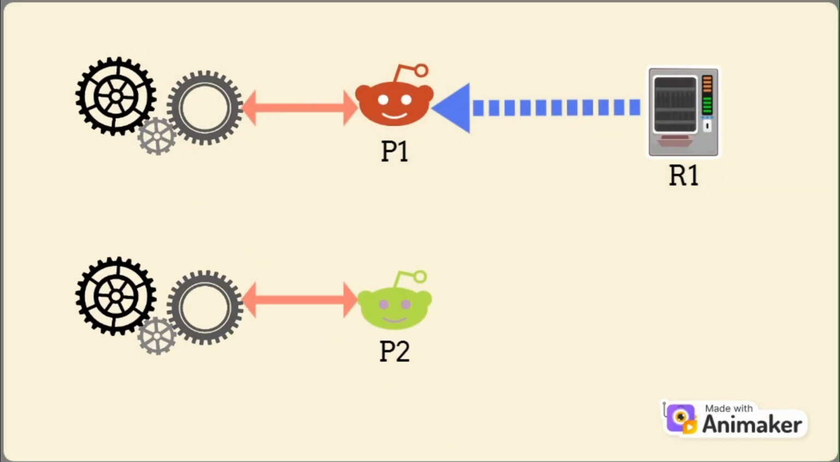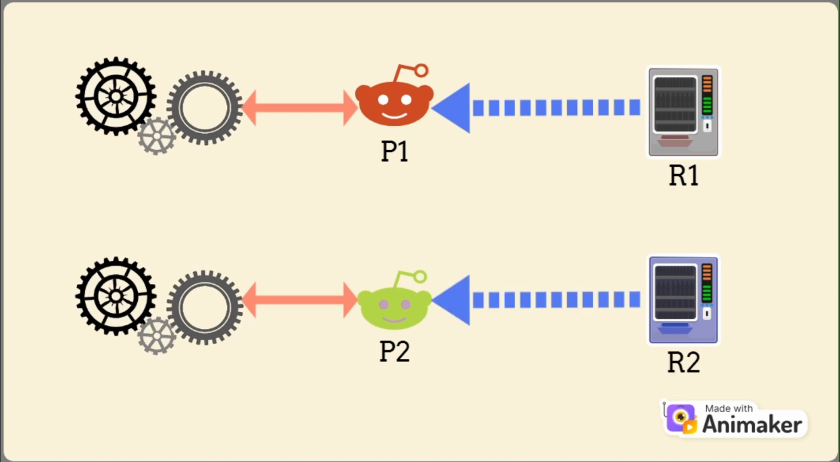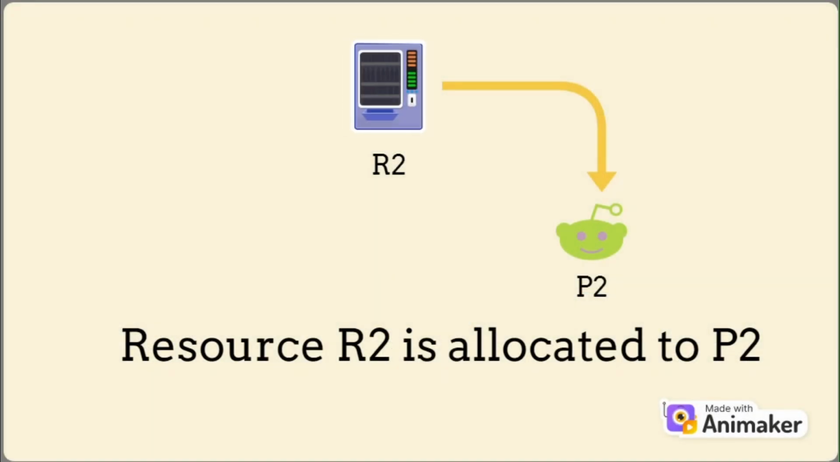Similarly, process P2 also has to do some task. To perform the task, process P2 needs to utilize resource R2. So, the operating system allocates the resource R2 to process P2. Now, R2 got allocated to process P2.